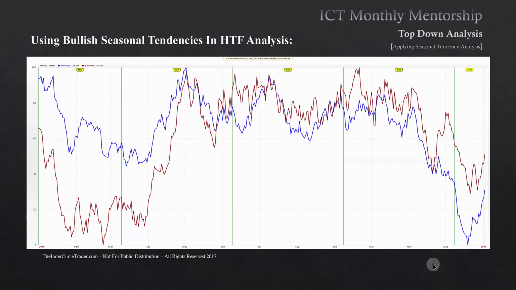If there's something that's measured, and again, this is 40 years worth of data in the blue line. The red line is a 15-year average. So you can see between looking at 40 years worth of data and 15 years worth of data, there's very little discrepancy in terms of what the overall strong seasonal tendencies are for this particular currency. Now, since we're primarily dealing with bullish seasonal tendencies in higher time frame analysis for this module, we're not going to focus on bearish patterns, but we're going to be looking for tendencies that lend well to being a buyer.